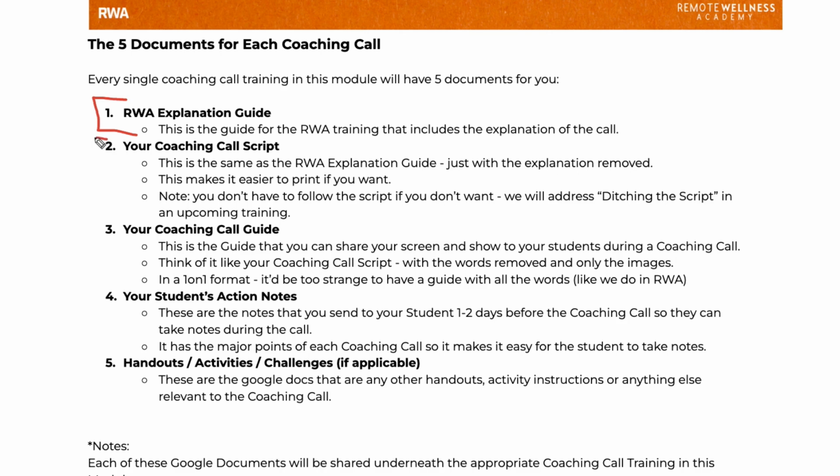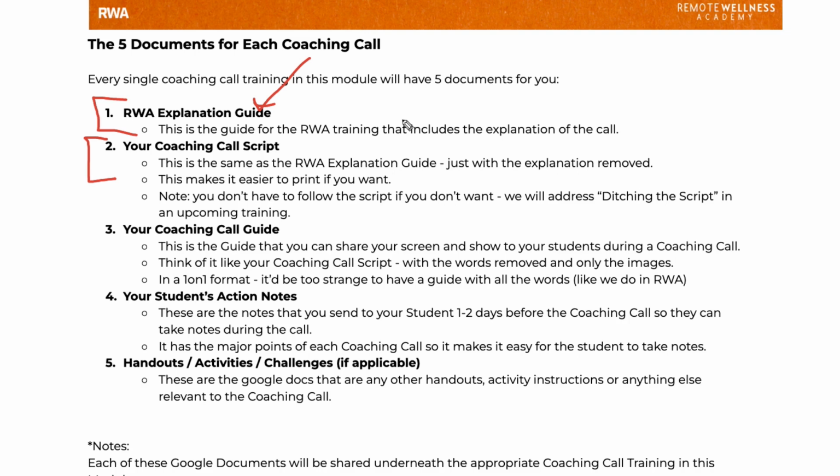The second document is going to be your coaching call script. This is essentially the same document as the RWA explanation guide, except it has the explanation removed. This is so that it's easier for you to print and easier for you to handle. Otherwise, the explanation guide is significantly longer and you don't want to have to edit it or change things out.